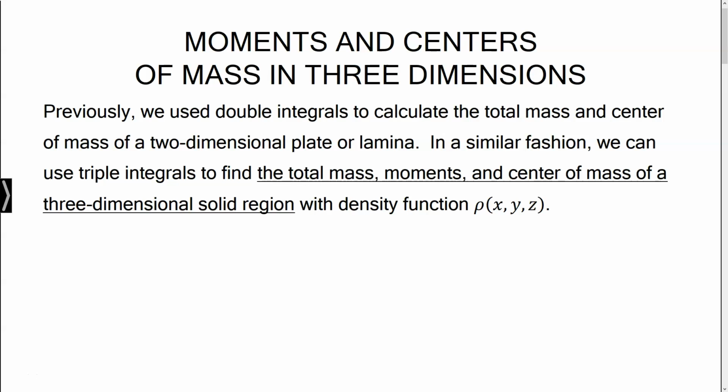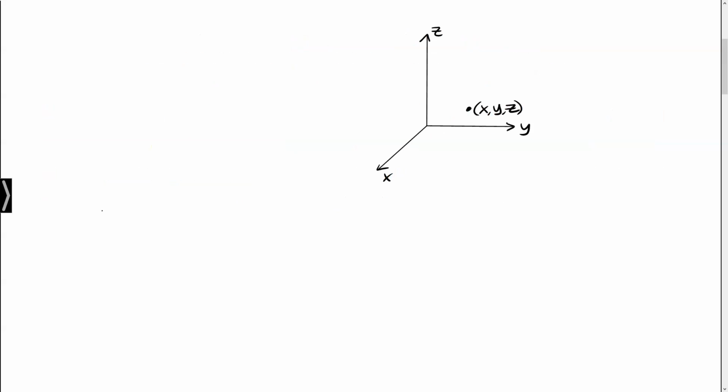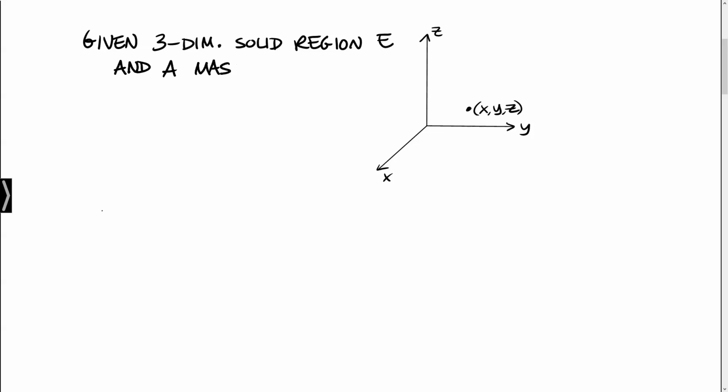But really, it's a very similar idea and very similar type of calculations. So what I'm going to do here is just draw a general picture of what's going on, and then just write down the formulas, and you'll see how they're very similar to what we did before. So let's start off with, we're going to be given a 3-dimensional solid region, E, and a density function, a mass density function, rho of x, y, z.